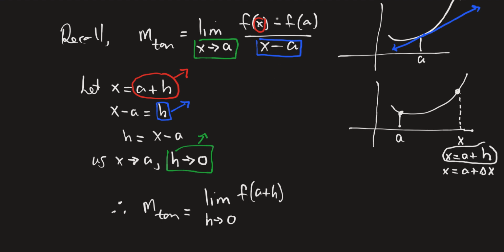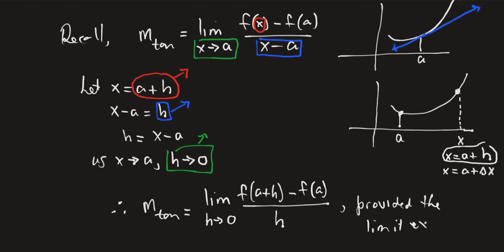And then the f of a is just a constant, so that stays, so minus f of a. And then in the denominator now, the quantity x minus a just gets replaced with the letter h, right? And again, this is the definition, an alternative definition for the slope of the tangent line, provided the limit exists, right? So provided the limit exists.